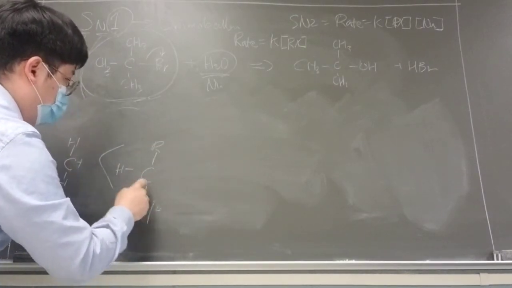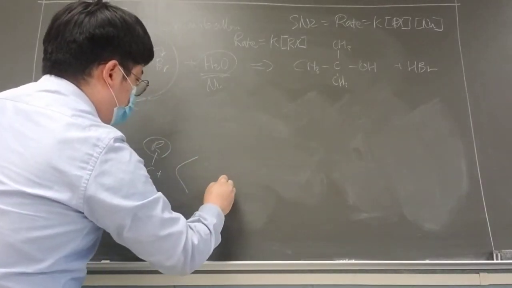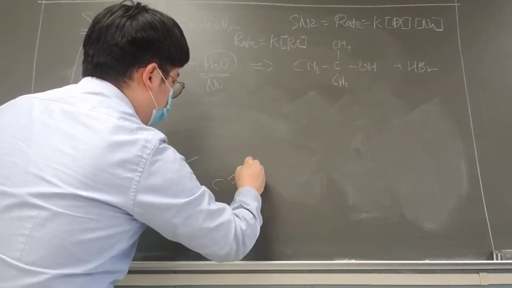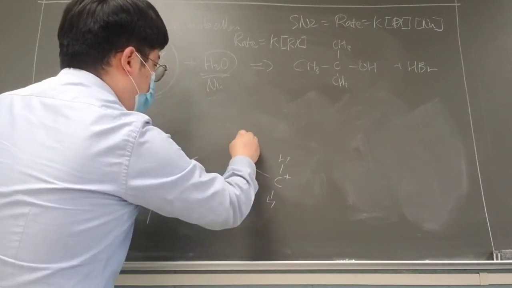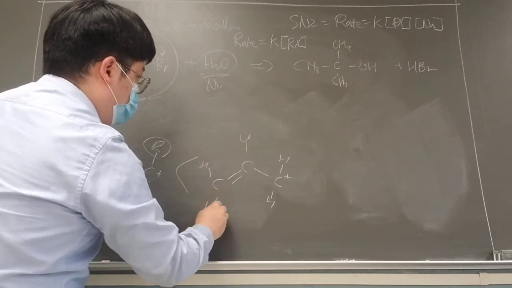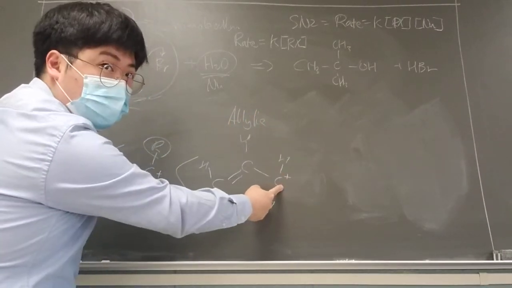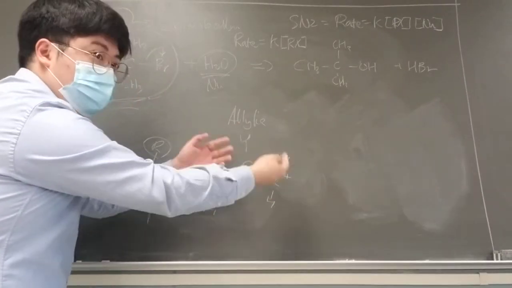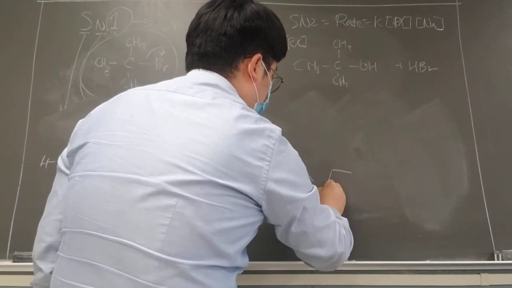This is a primary, because you have only one R group over here, right? And the secondary, well, I'm going to show you a bit more. I hope you guys remember this one. This is what we call allylic position of the cation, so they can have a resonance structure that is more stable. And this is also the same reason.